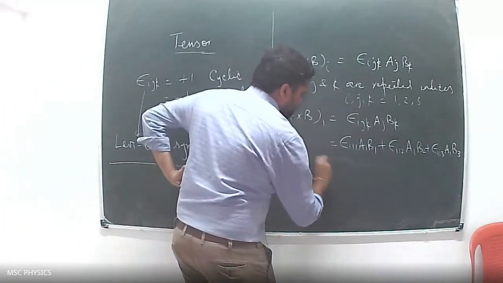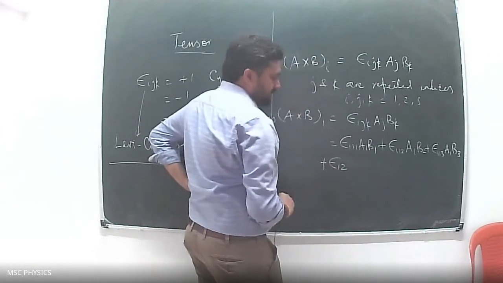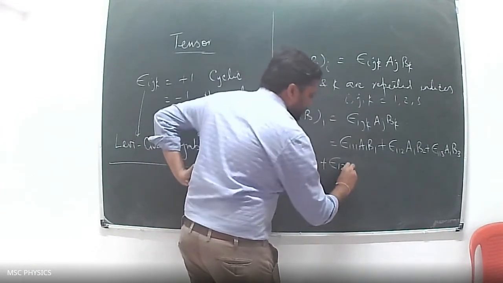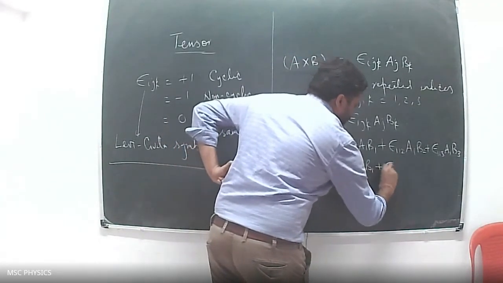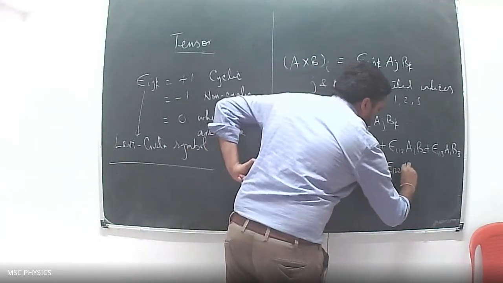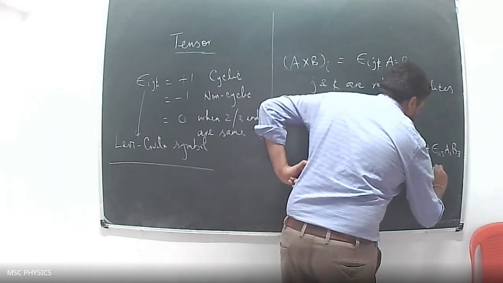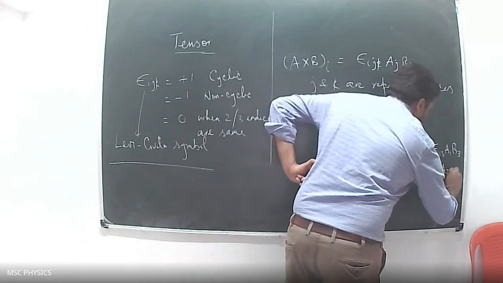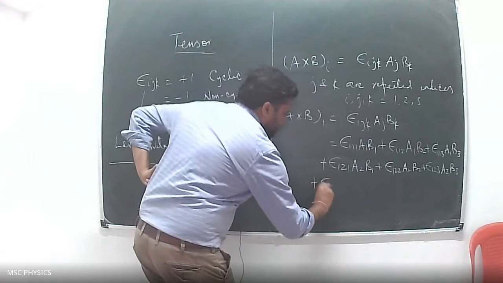Plus, now 1 will remain the same. I will take j to be 2 now, and I will run over k: 1, 2, 3. a2, b1. a2, b2. a2, b3. Finally, I will choose j to be 3.